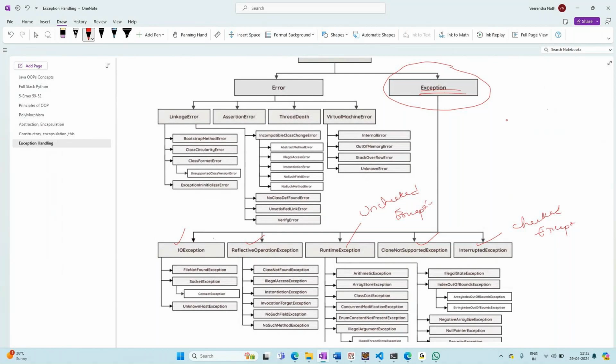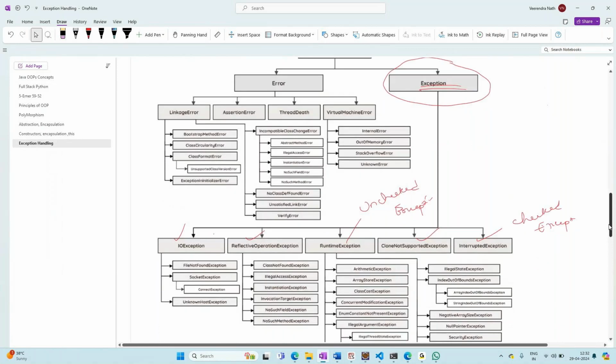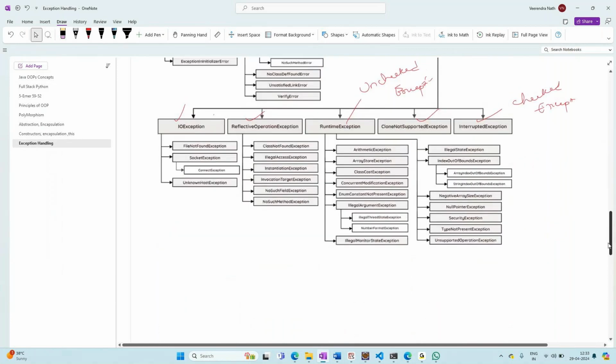Exception is the parent of all the exceptions. And who is the parent of the exception here? The parent of the exception is Throwable. So in that way, you are looking at all the exceptions.